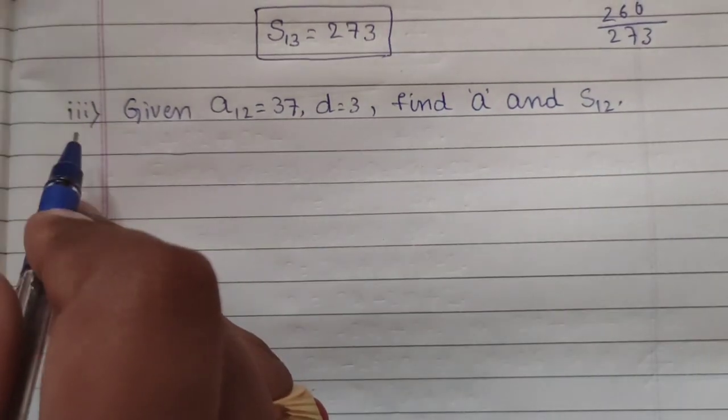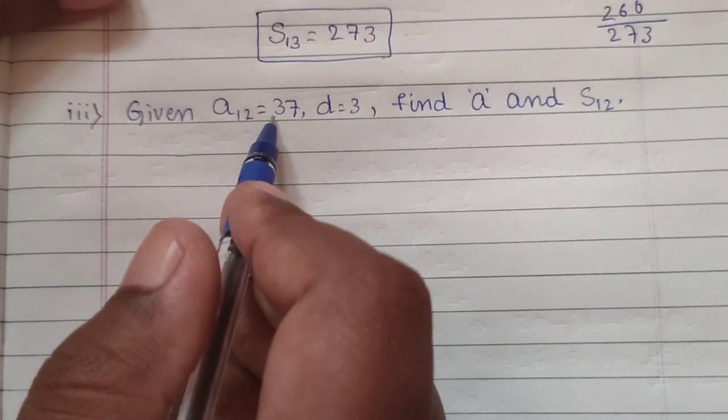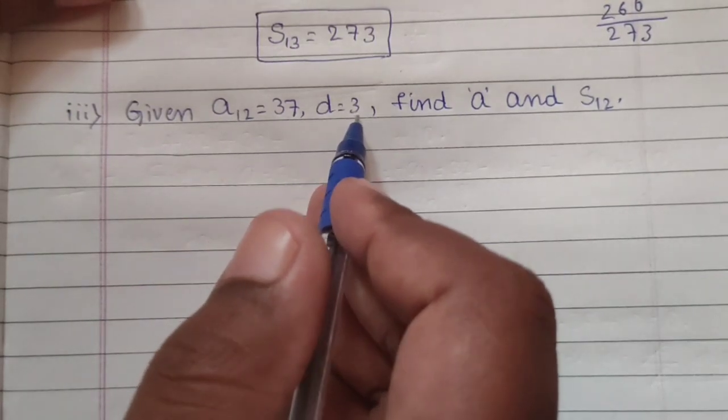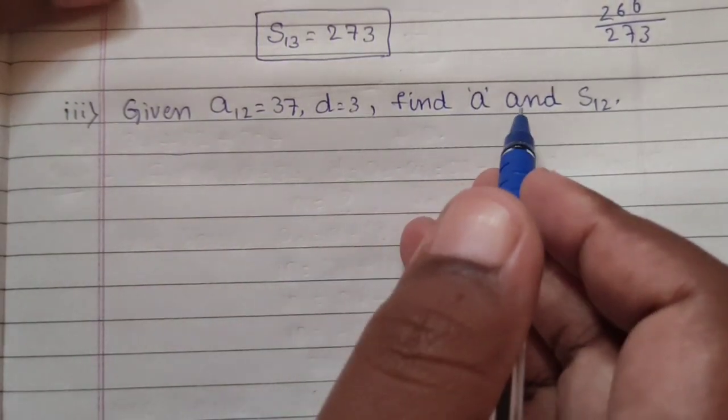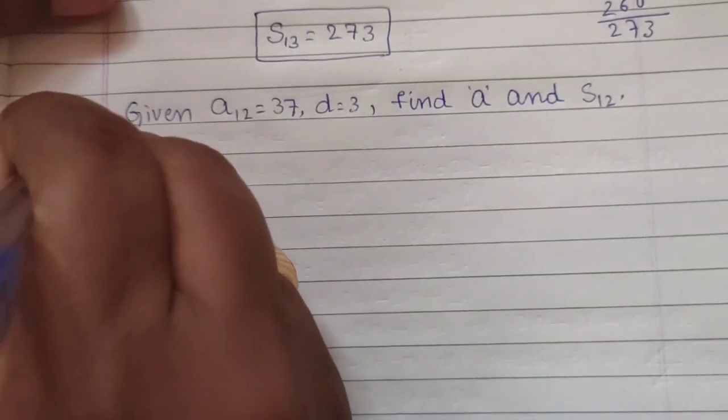Next, third question. Given a12 is equal to 37, d is equal to 3, find a and S12. Solution.